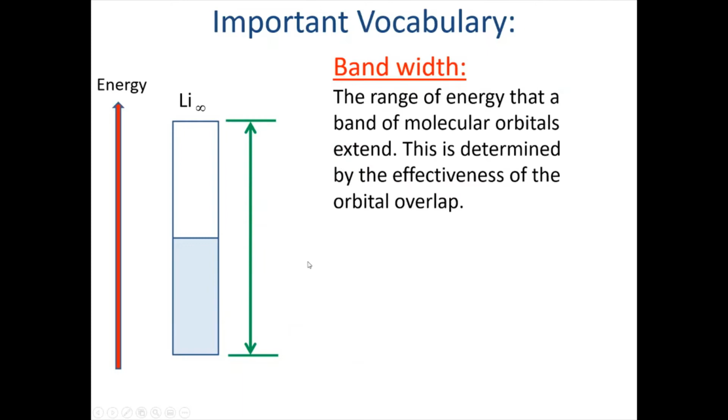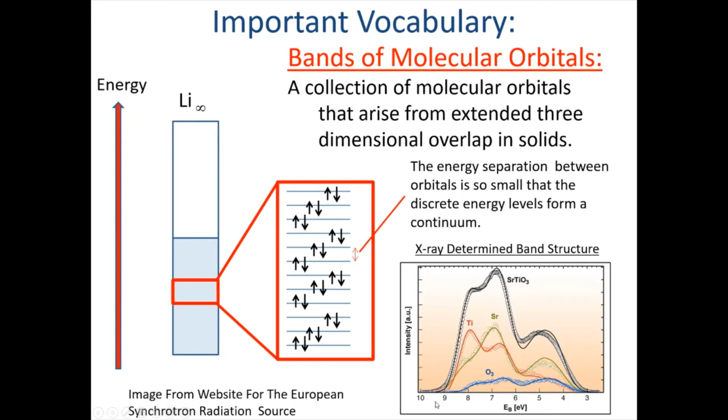So now let's talk a little bit about what defines a band. A bandwidth is the range of energy that the molecular orbitals extend. So you can see that the bandwidth here is from about 9 to about 3 eV, which, remember, is electron volts, a measure of energy.